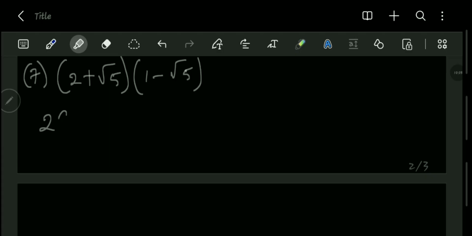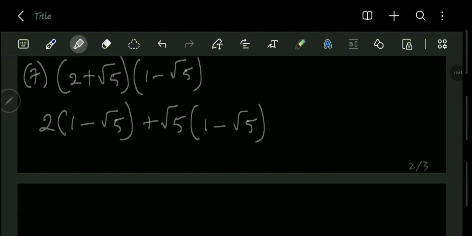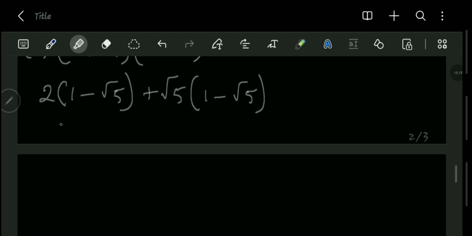So I'm having 2 into 1 minus surd 5, then plus 2 plus surd 5 rather, into 1 minus surd 5. So 2 times 1 gives me 2, minus 2 times surd 5 gives me 2 surd 5. Then plus 1 times surd 5 gives me surd 5. Then plus times minus gives me minus surd 5 times surd 5 gives me surd 25.